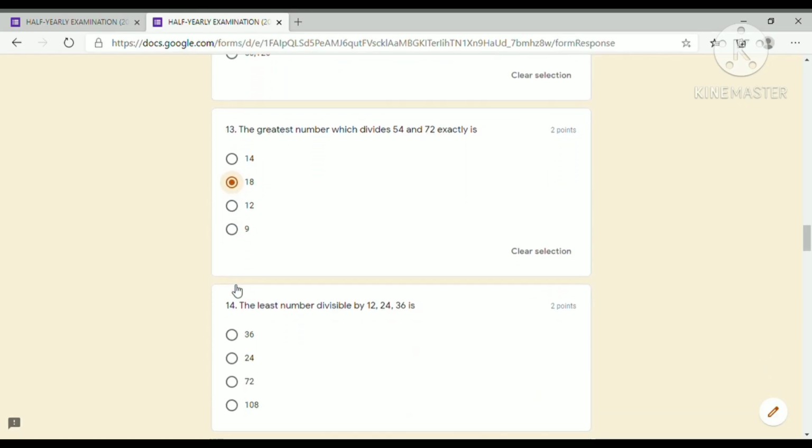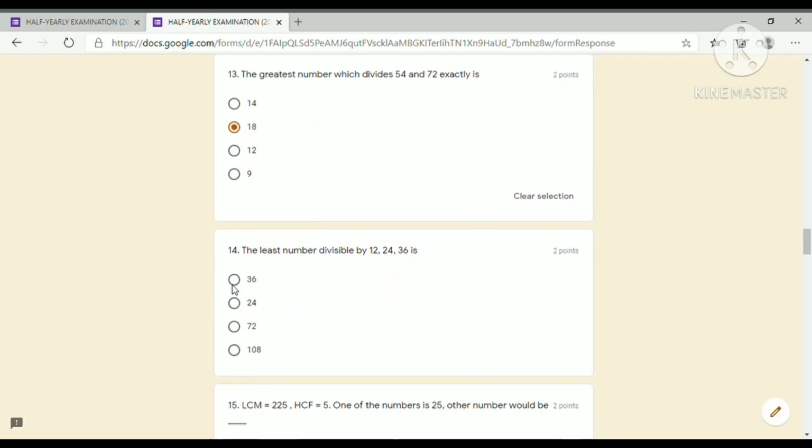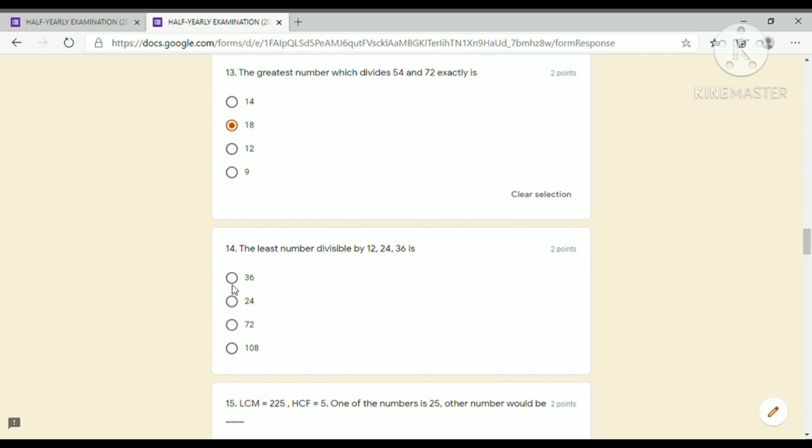Okay, now the next question. The least number divisible by 12, 24, 36 is? In order to find the least number divisible by 12, 24, 36, what we have to find here is the LCM. That means we have to find the LCM of 12, 24 and 36. Now when we found the LCM of 12, 24 and 36, we got the answer 72.